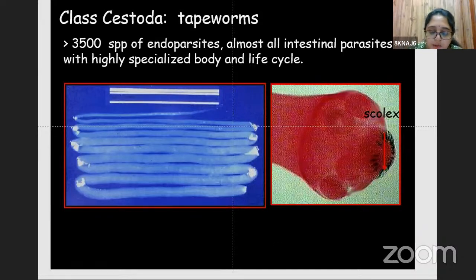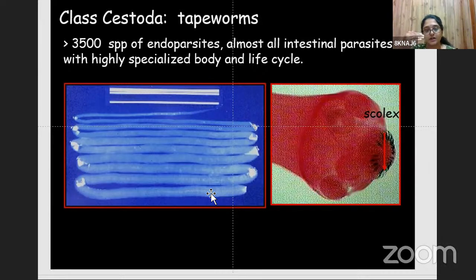They're all endoparasites of vertebrates. They can live in fishes, they can live in mammals. So from fishes onwards to mammals, they're all endoparasites. Body length is highly variable. It can be from only 1 mm to about 12 meters. They do not have epidermis or rhabdites, but they are covered with a thick cuticle.